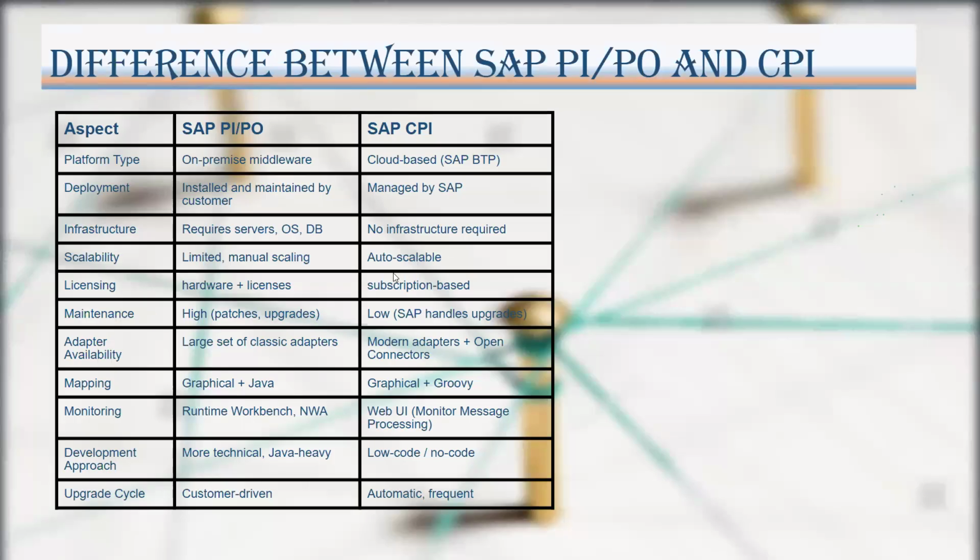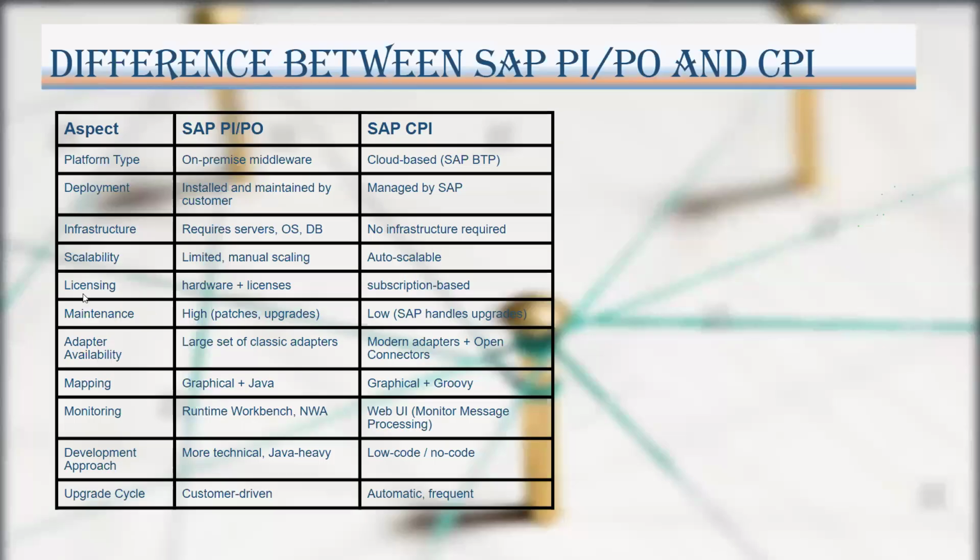The next is scalability: limited, manual scaling. It's very limited, and you have to check manually. When it comes to SAP CPI, it's auto scalable. At the back end, the runtime will automatically calculate the space and also message processing. You don't need to take care of anything manually here. So, auto scaling.